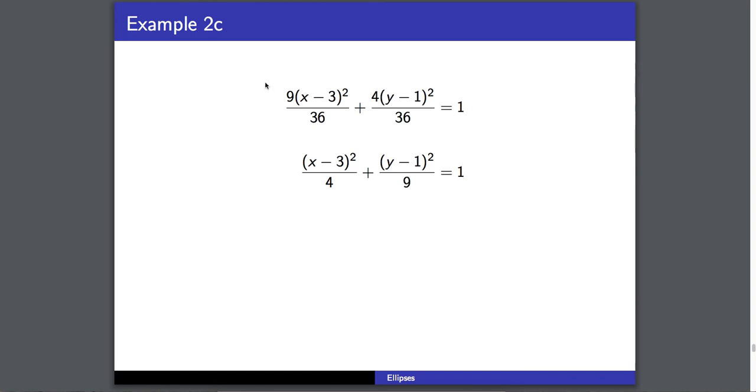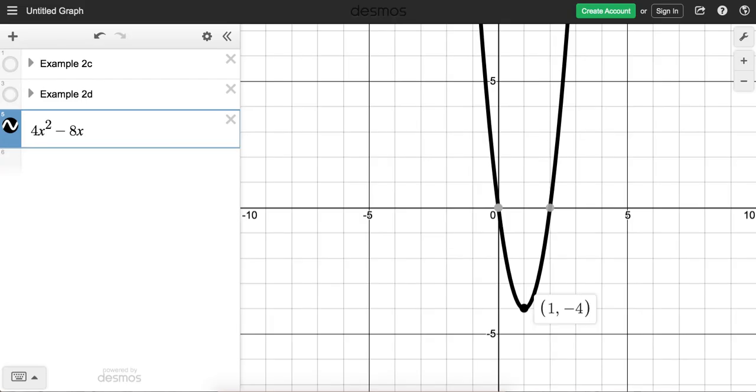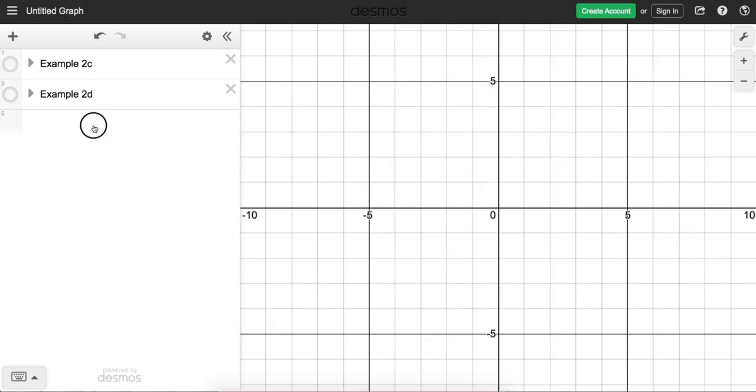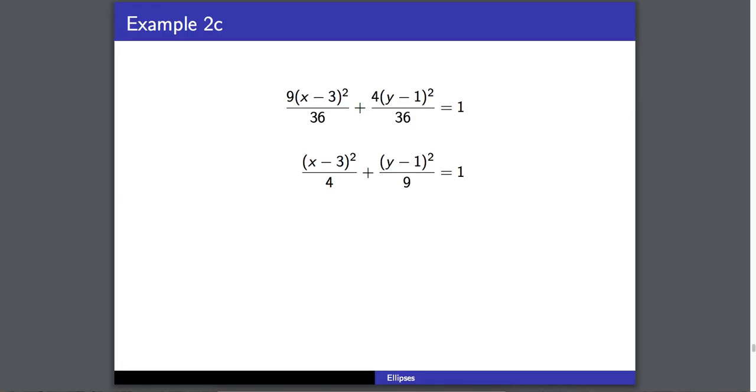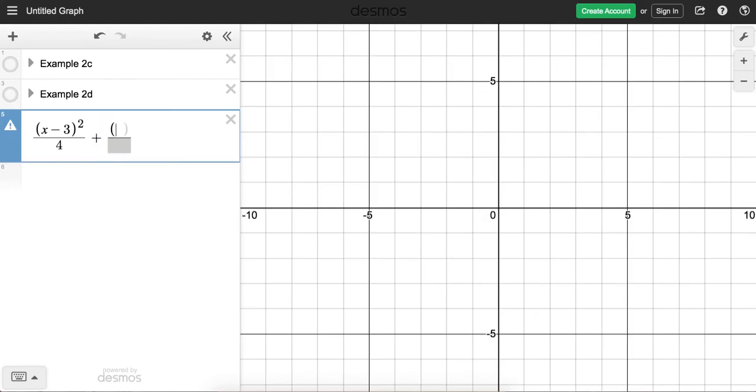And let's just check to make sure we didn't make any calculation errors, because if we type that into our calculator here, (x minus 3) squared over 4 plus, and I might have mistyped that. No, I didn't. (y minus 1) squared over 9 equals 1. And let's see if that matches our original graph.